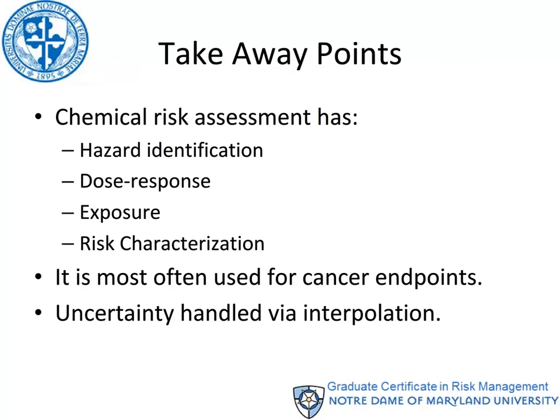Here are a few takeaway points. The chemical risk assessment paradigm described in the Red Book has 4 steps: hazard identification, dose response, exposure assessment, and risk characterization. This model was most often used for cancer endpoints. The most significant uncertainties encountered in the model were handled via interpolation or extrapolation from the data points that were available.